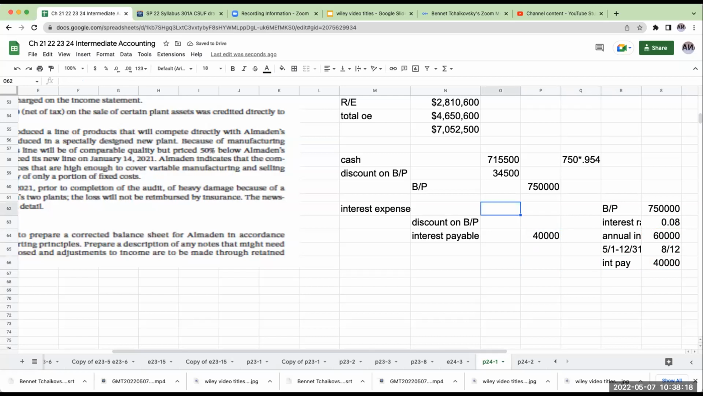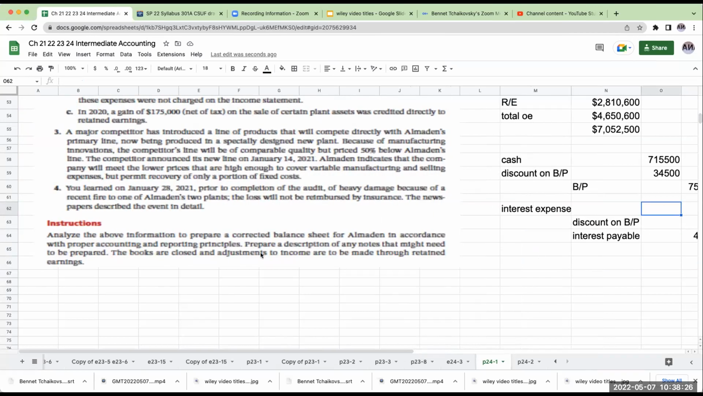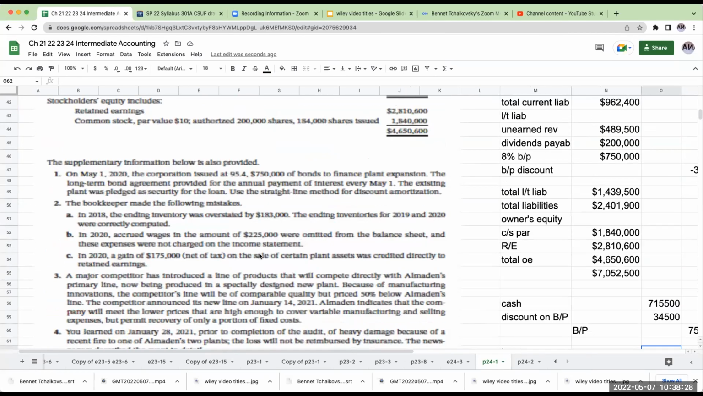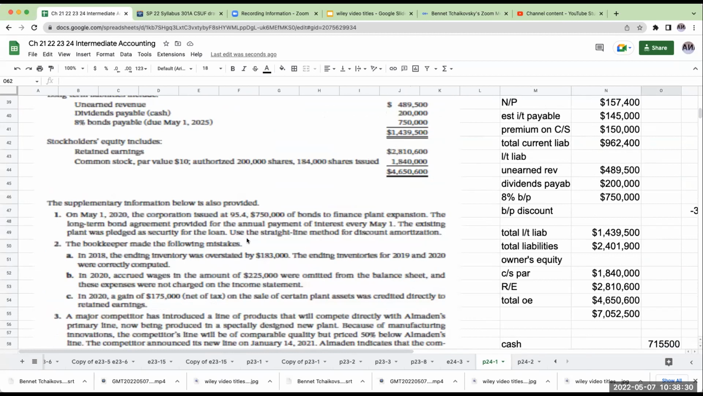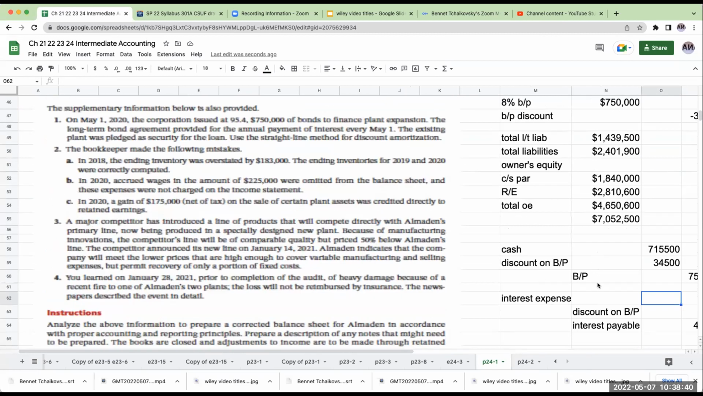Now, when it comes to the interest expense, if I am going through and amortizing my discount or premium straight line, then what I do is I first figure out what my amortization is. So if this was issued on May 1st, 2020, basically 2021, 22, 23, 24, 25. So it was a 5-year bond.